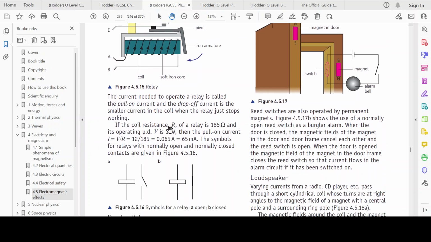If the coil resistance R, so this guy over here, for a relay is 185 ohms and it is operating with the potential difference of 12 volts, then we can figure out what the current is. So 12 divided by 185 is giving you 0.065 amperes or 65 milliamps.